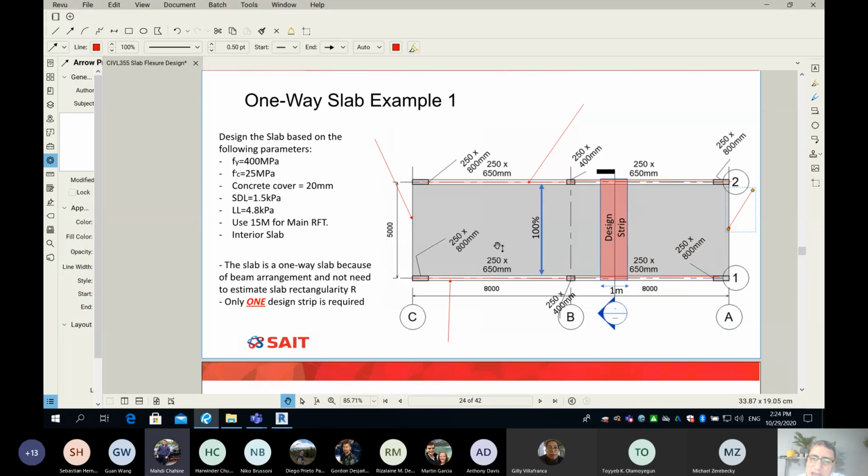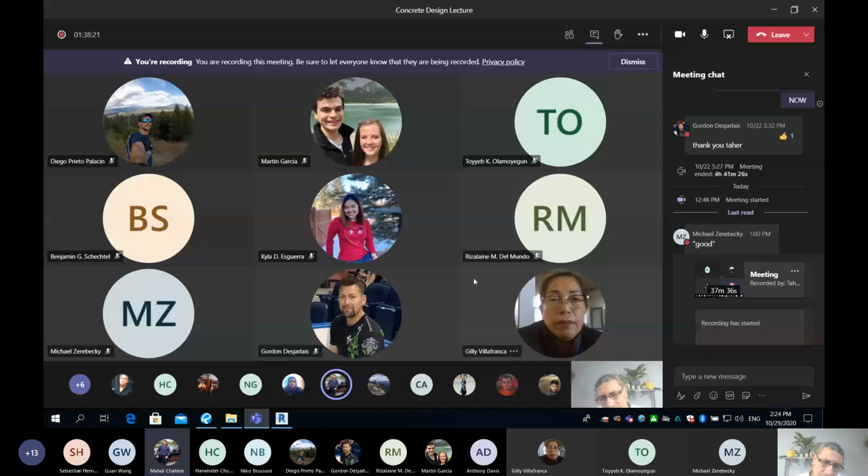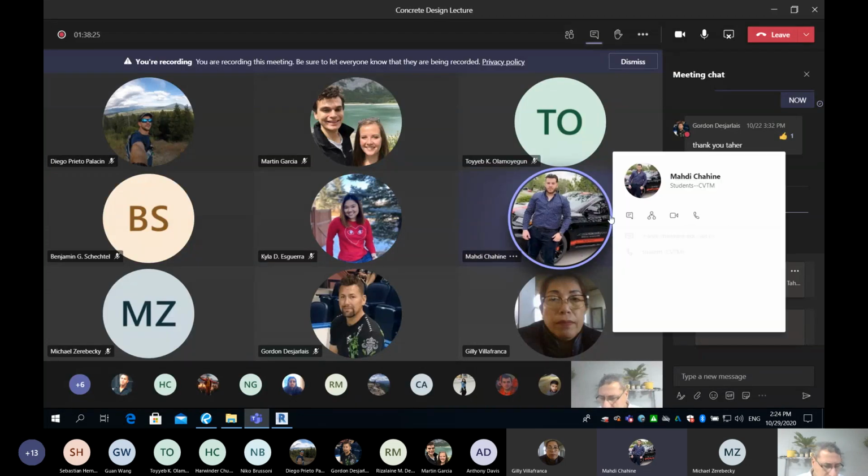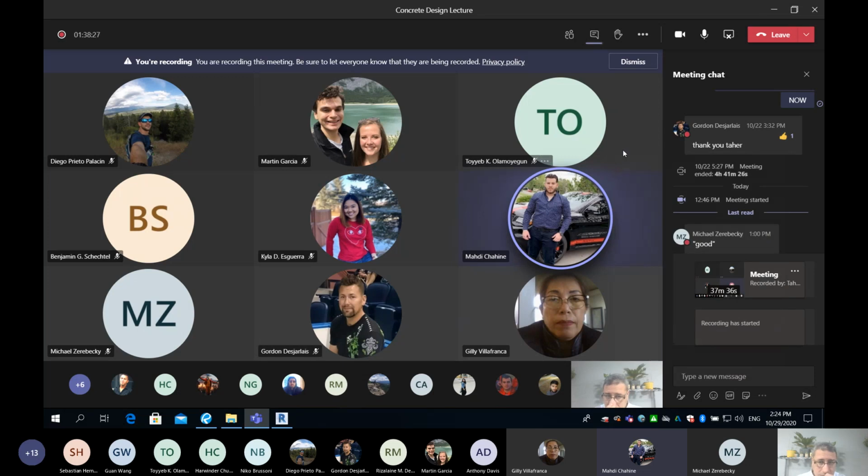Okay? Now, a question: if it's not supported on all 4 sides, do we assume it's a one-way slab? It's not an assumption. If the slab is supported only on 2 opposite directions, not on 4 sides, then the slab will have only one way to bend.